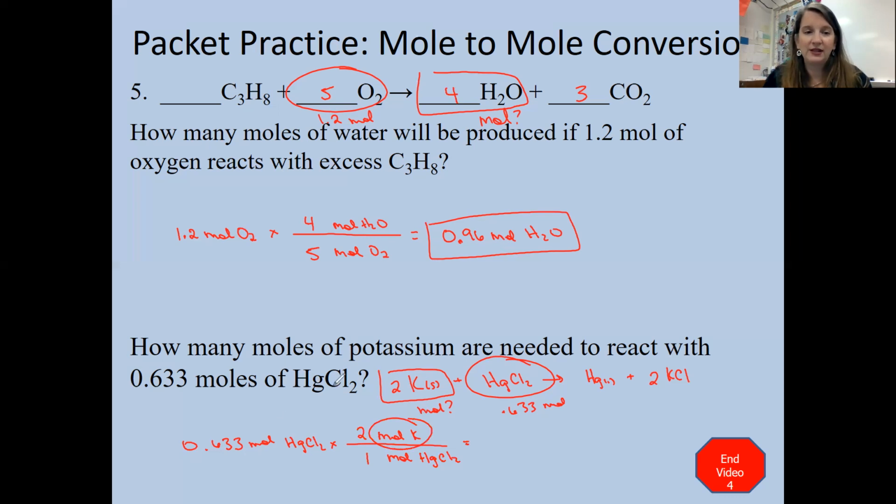So I'm just going to have 0.633 times 2 because it's in the top. Now I want my answer to have 3 sig figs because these numbers are significant. So my calculator says 1.266, but I'm going to round my answer to the third significant figure. That causes it to round up to 1.27 moles of K. And that's how you do a mole to mole conversion.